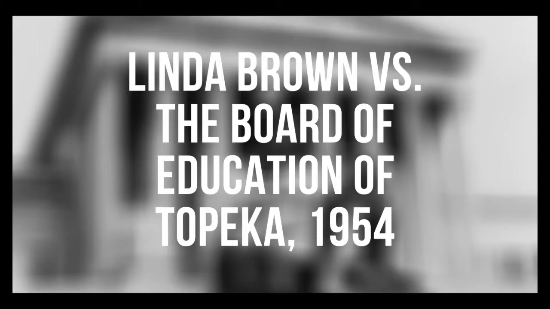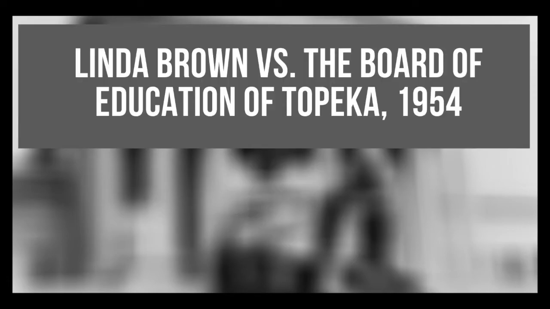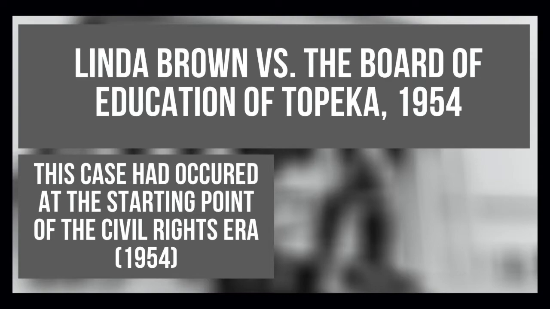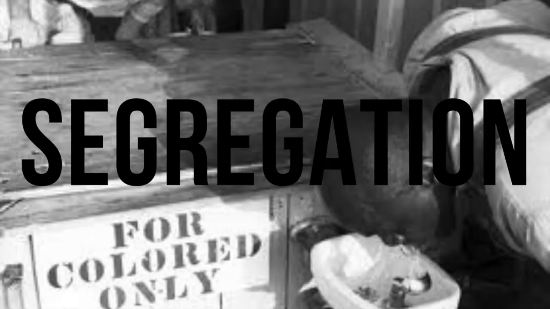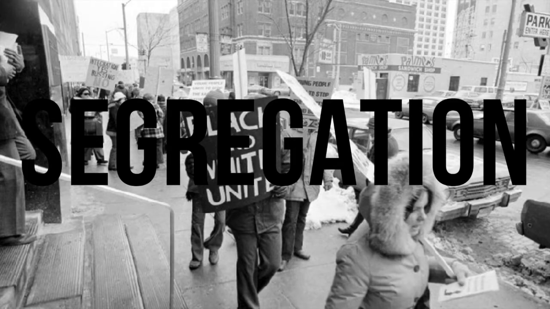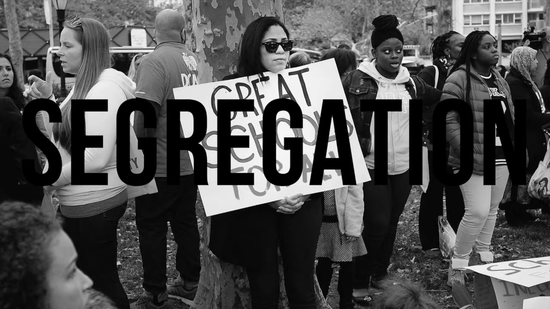Linda Brown versus the Board of Education of Topeka, 1954. The Brown vs. Board of Education case was a Supreme Court case from the beginning of the Civil Rights era when African American children were being turned down from attending white schools simply because of their race. This is segregation, the action or state of setting someone or something apart from other people or things.